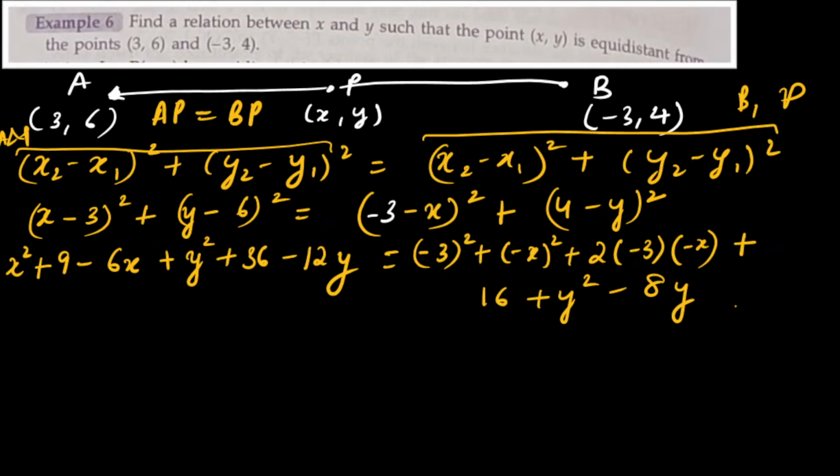Now let's simplify. If any like terms are there, you can add. So x square plus y square minus 6x minus 12y, and these we can add, plus 9 and plus 36. So what is 36 plus 9? Okay, Madhusudan has found the final relation also. Good. So 36 plus 9.